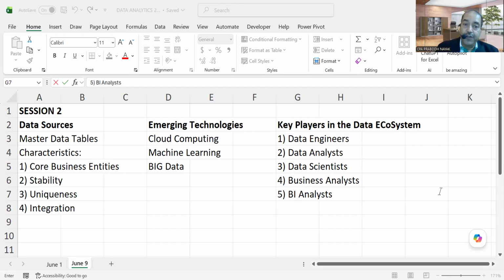Now, what skill sets are needed for a data engineer? What knowledge is he supposed to possess? We can say that he should possess, number one, good knowledge of programming.